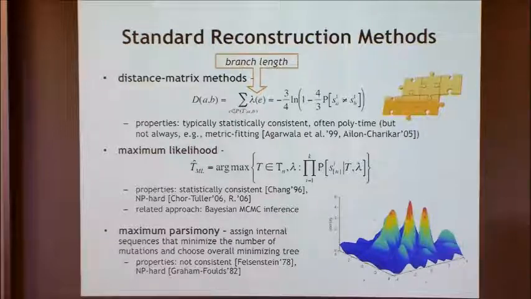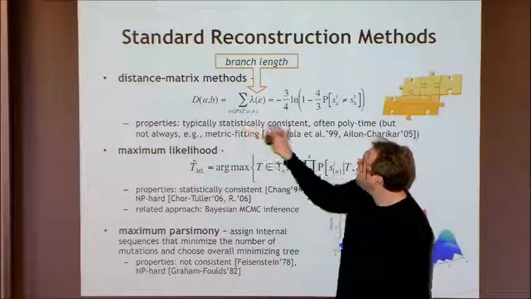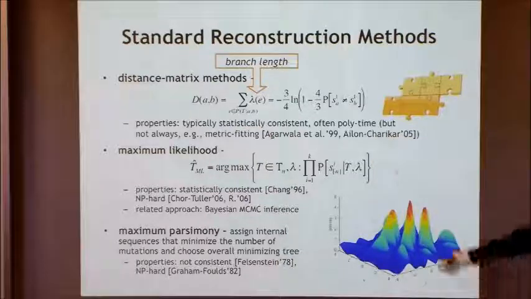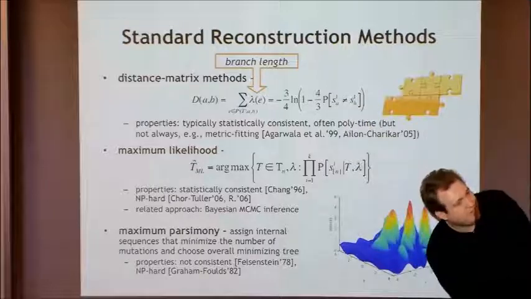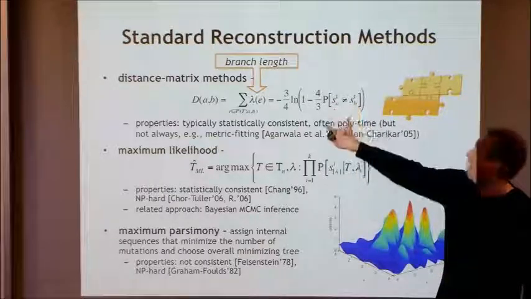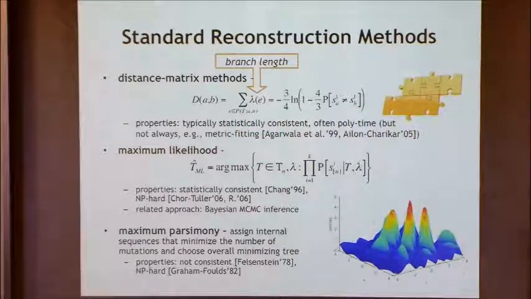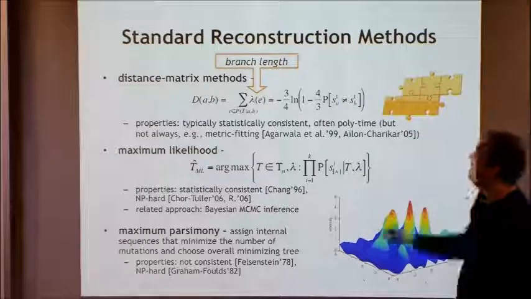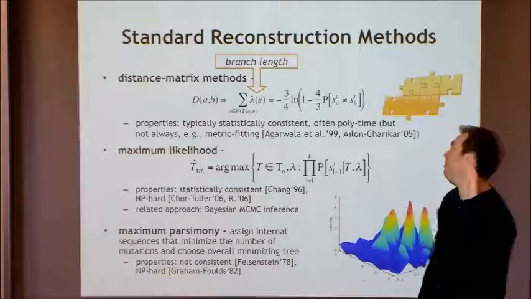There's lots of other ways of doing this. Typically, you'll get polynomial time algorithms. They're statistically consistent because just by the law of large numbers, the estimate, as k goes to infinity, as my sequence length goes to infinity, is just going to converge to that quantity. And once I have the correct quantity, if I use an algorithm that at least works on the real additive metric, then in the limit, once I have enough precision here, I'm going to be guaranteed to get the correct tree with high probability.